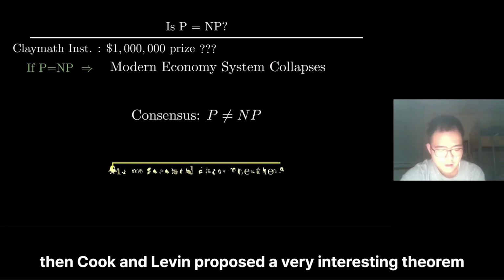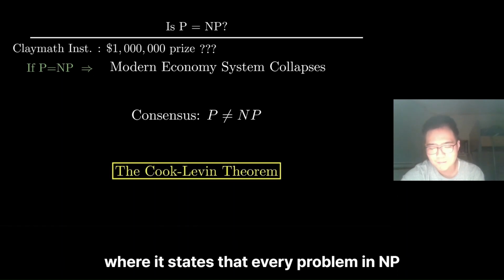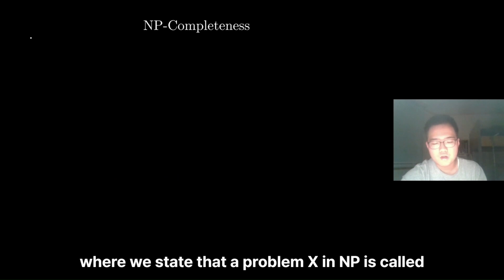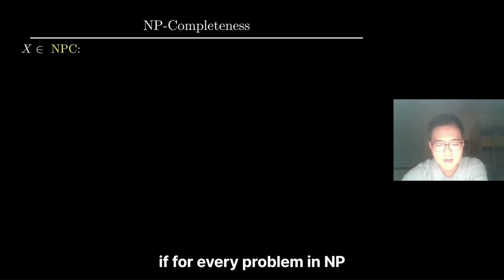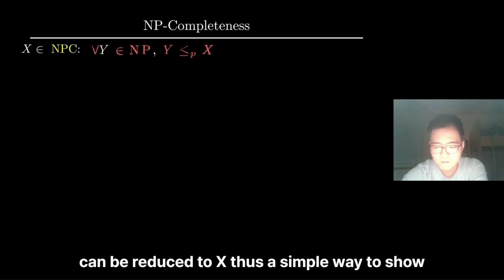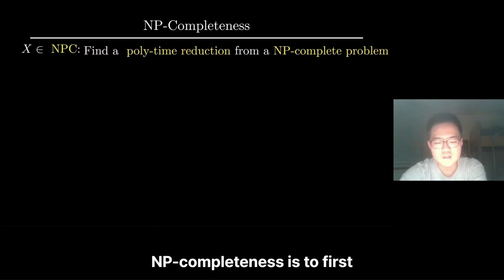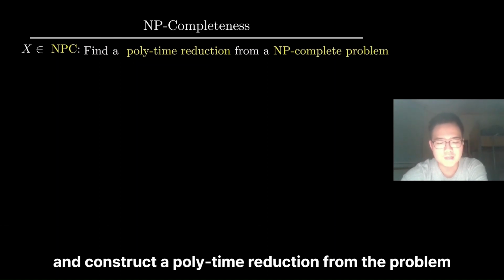Now then, Cook and Levin proposed a very interesting theorem which won the Turing Award, called the Cook-Levin theorem, which states that every problem in NP can be reduced to SAT. From here, we can now define NP-completeness, where a problem X in NP is called NP-complete if every problem in NP can be reduced to X. Thus, a simple way to show NP-completeness is to first choose an appropriate NP-complete problem and construct a polytime reduction from that problem.